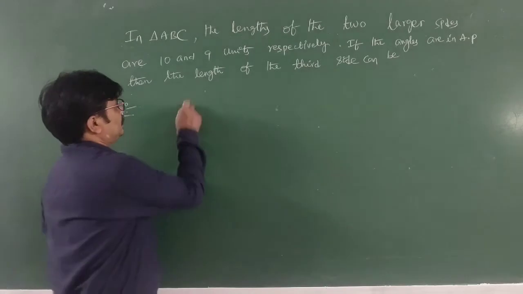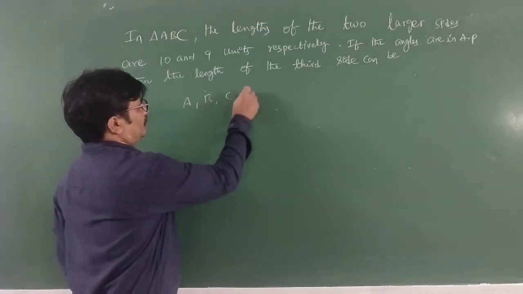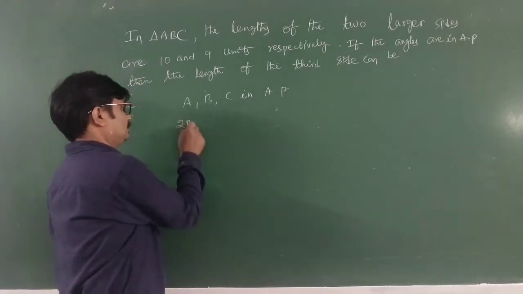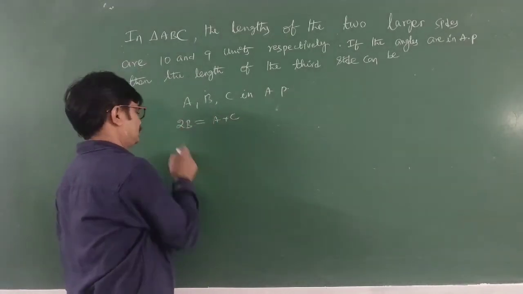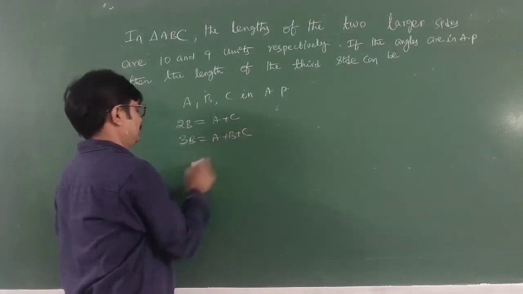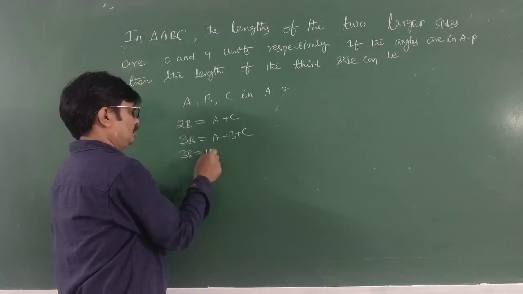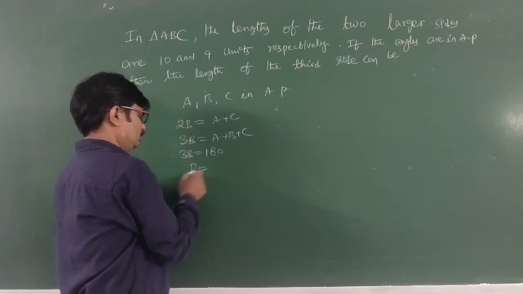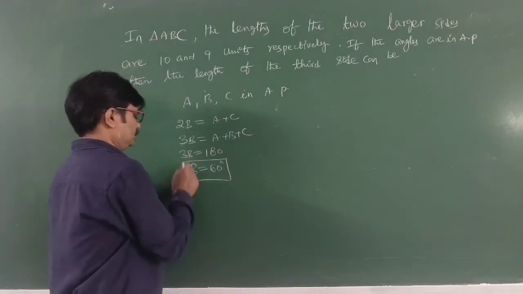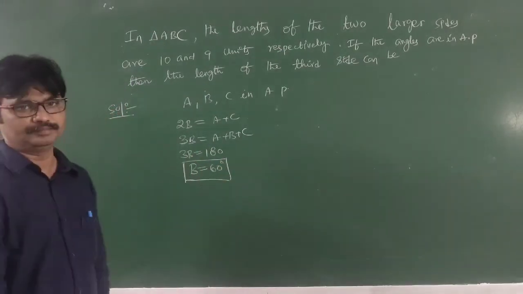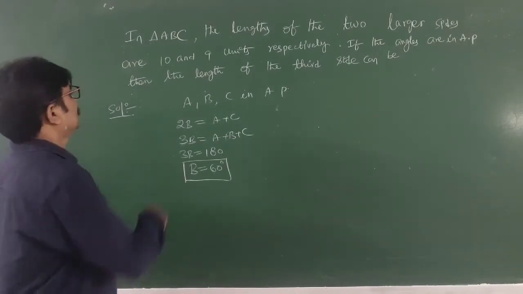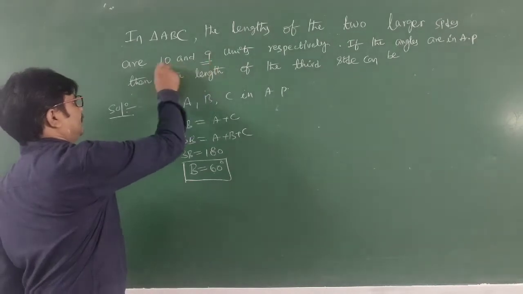My dear students, A, B, C are in AP. That means 2B equals A plus C, 3B equals A plus B plus C, 3B equals 180 degrees. So students, B is 60 degrees. Now students, we can observe here the larger sides are 9 and 10.